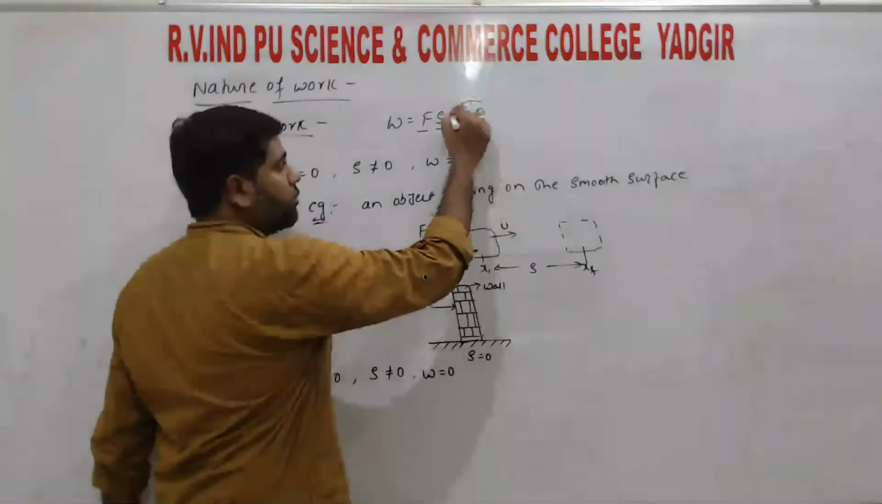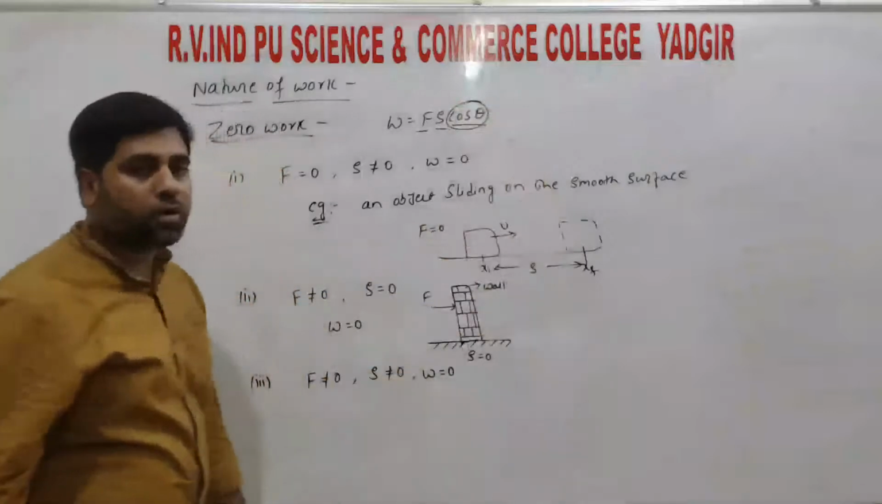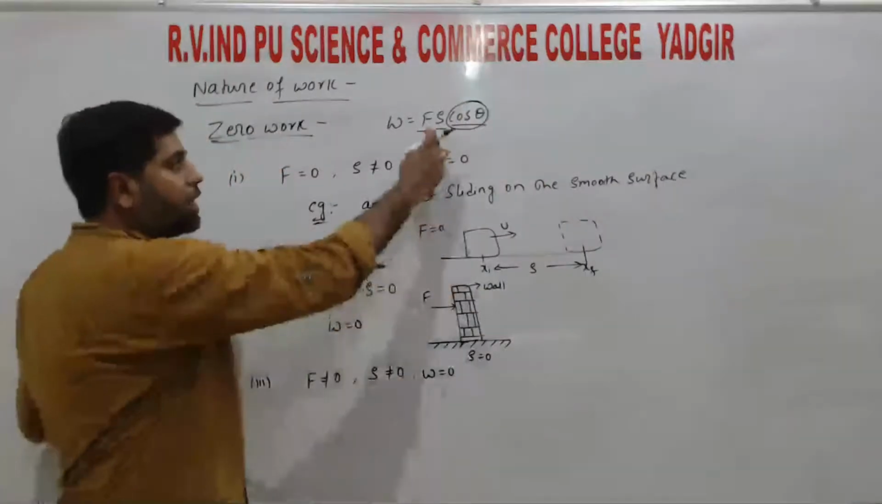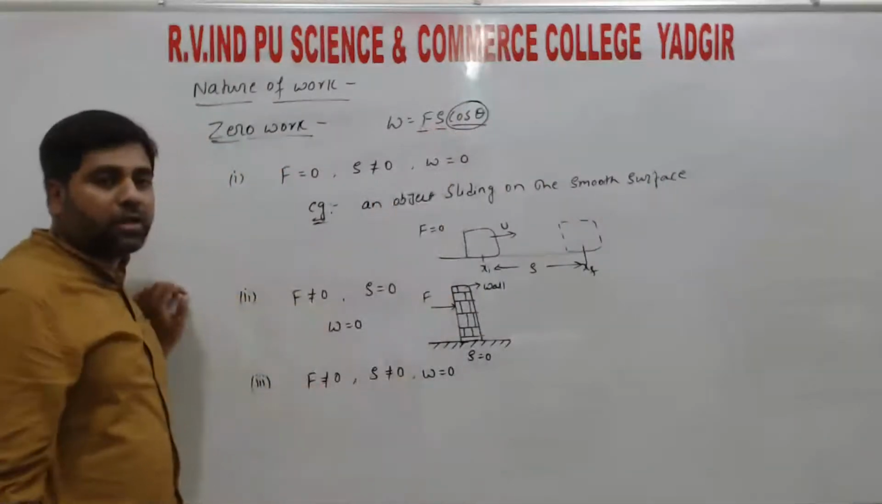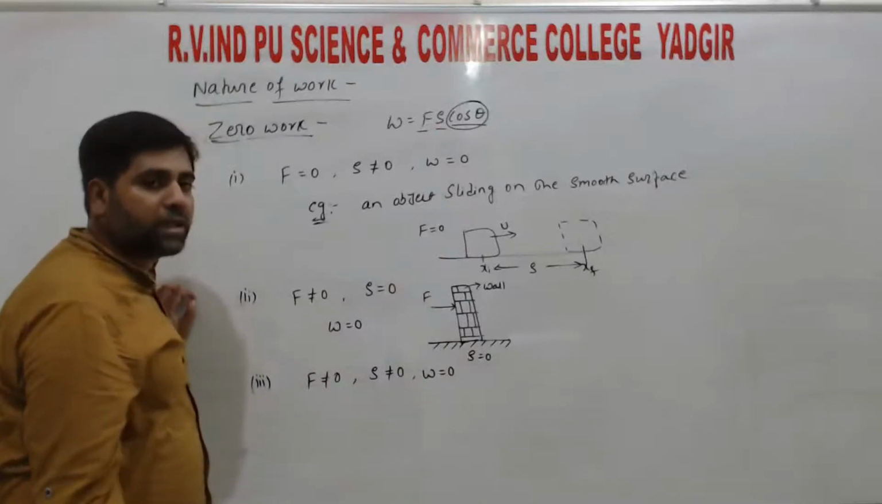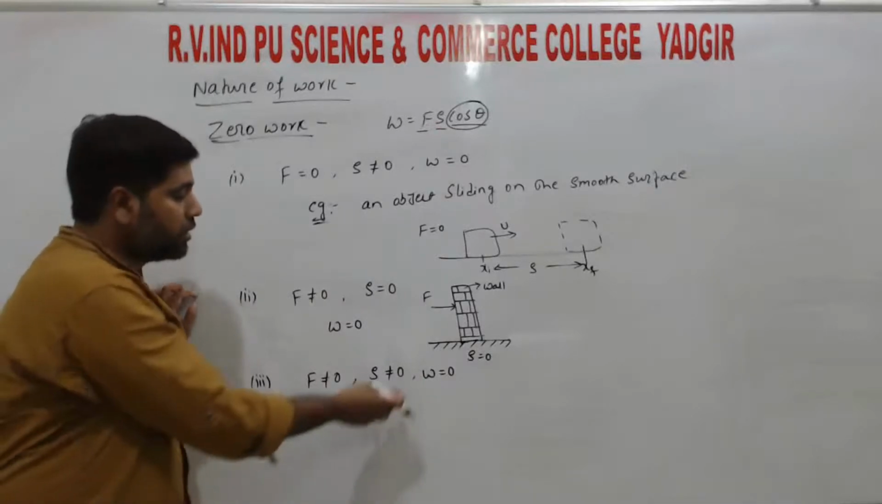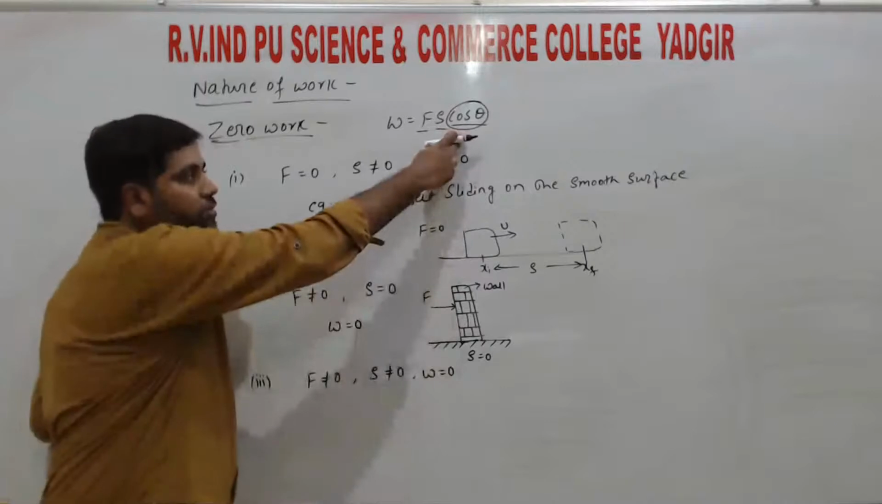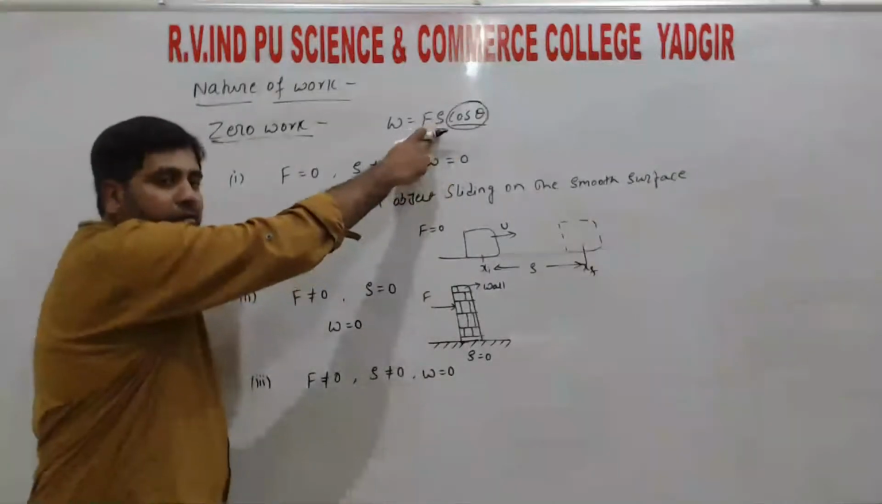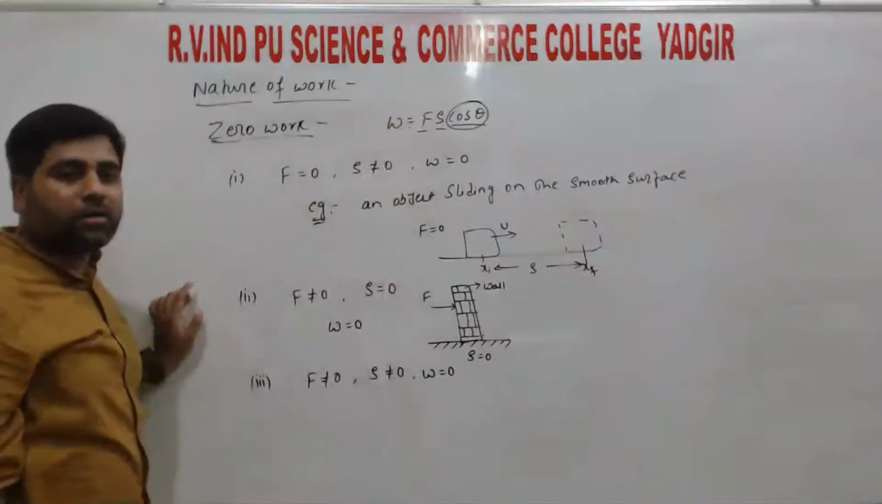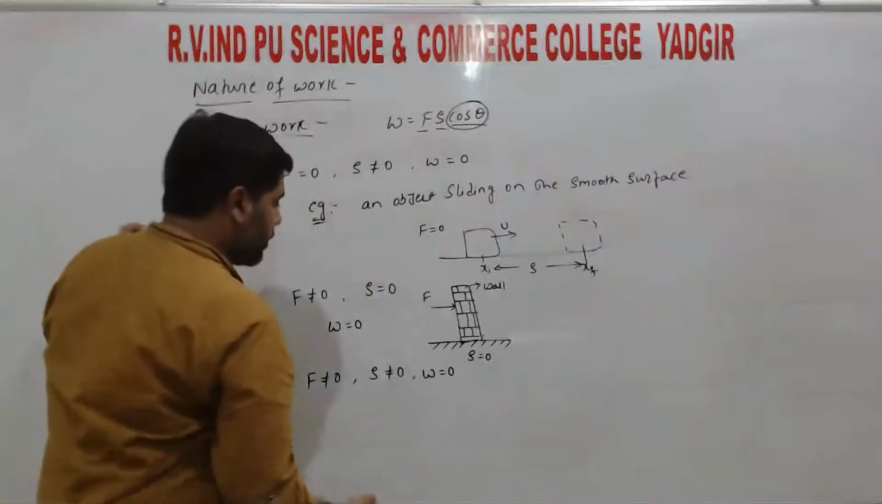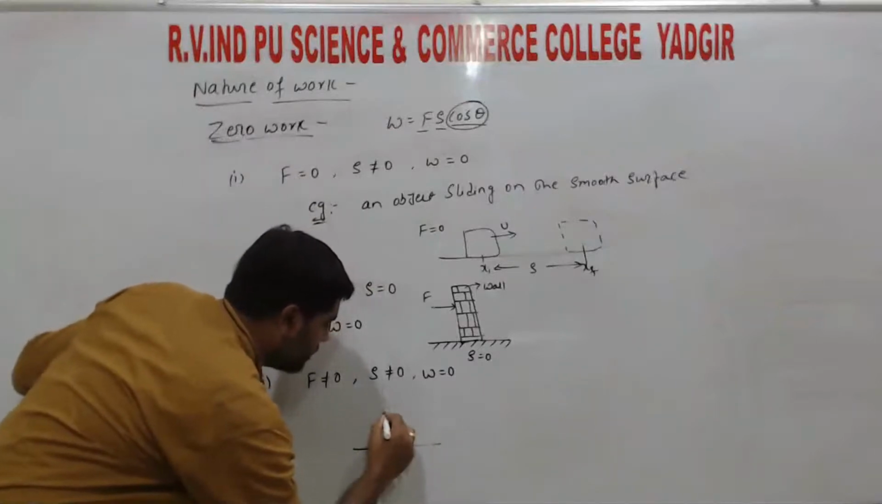So when is cos theta 0? When the angle between the force and displacement is 90 degrees, the cos value is 0. So 0 into F into s, again we get the work done as 0.